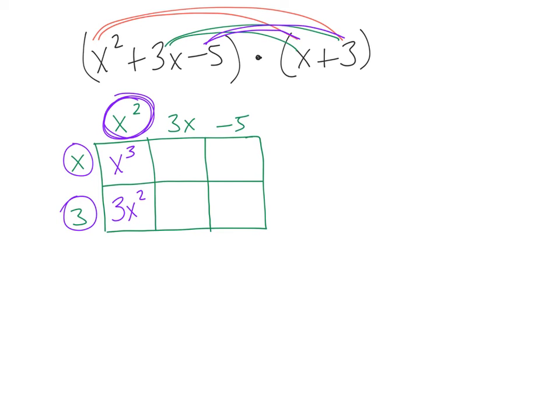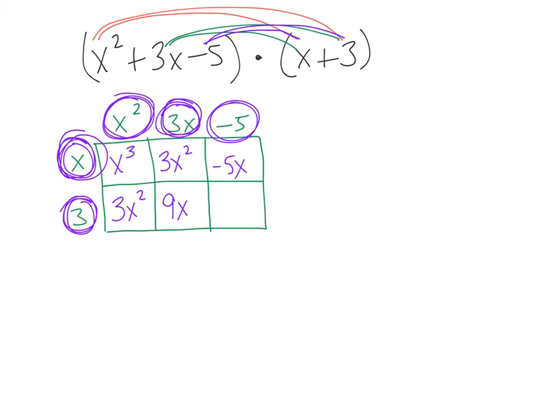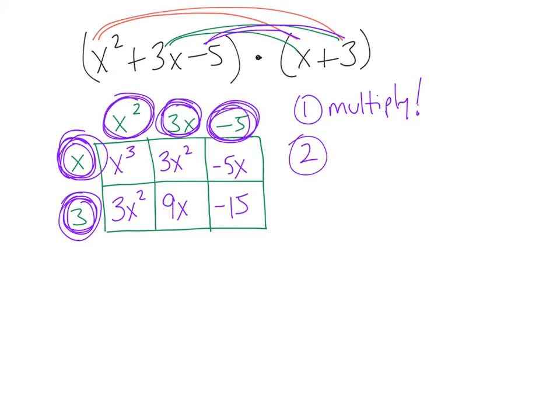Now let's scoot over to 3x. I've got 3x times x, which is 3x squared. And then I've got 3x again times 3, which is 9x. And then finally, I've got negative 5 times x, which is just negative 5x. And then negative 5 again times positive 3, which is negative 15. So, step 1, multiply. Step 2 starts with a C and ends with combine like terms.